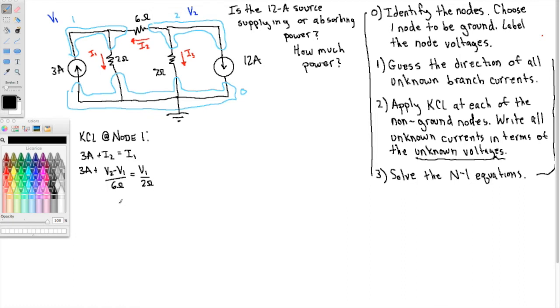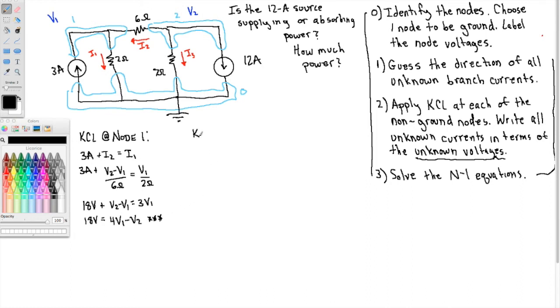Alright, and then I might want to simplify that a little bit. Let me multiply by the common denominator of 6 ohms. So when I do that, I get 18 volts plus V2 minus V1 equals 3V1, and I'll move the unknowns to the right. So this is 4V1 minus V2 equals 18 volts. Alright, and I'll put a couple stars by that one.